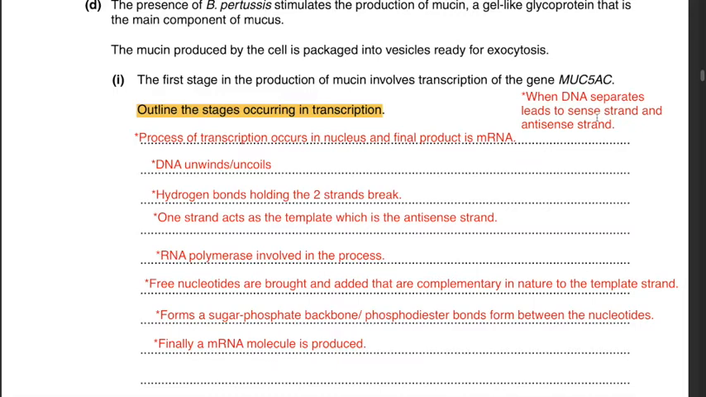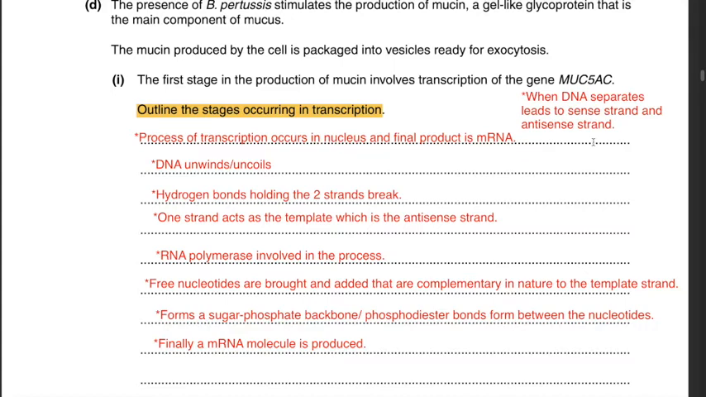Now the process of transcription occurs in the nucleus, and the final product is known as the mRNA molecule. Therefore, when you're referring to the process of transcription, you should mention that the DNA unwinds or uncoils, or you could also mention the DNA being unzipped. When the DNA uncoils or unwinds, it will form 2 strands. One strand is known as the sense strand, and the other strand is known as the antisense strand.